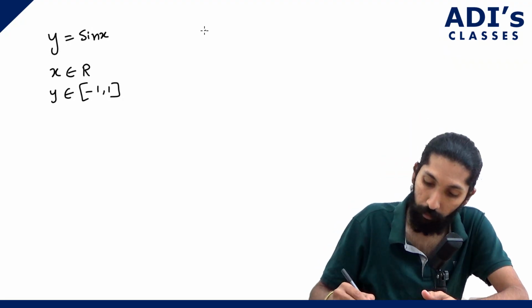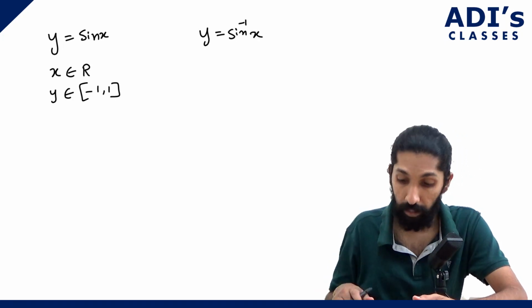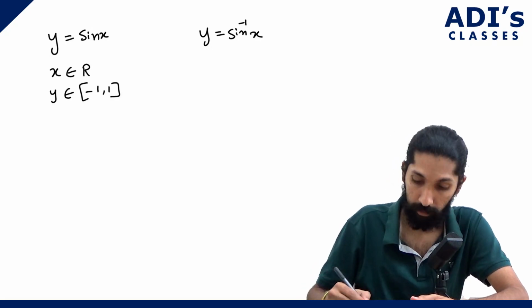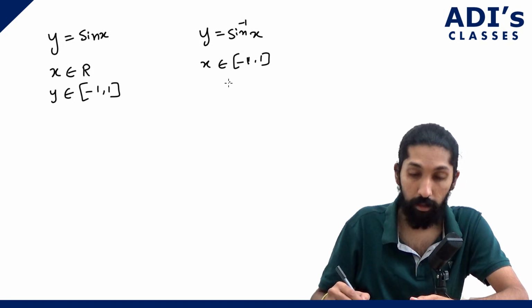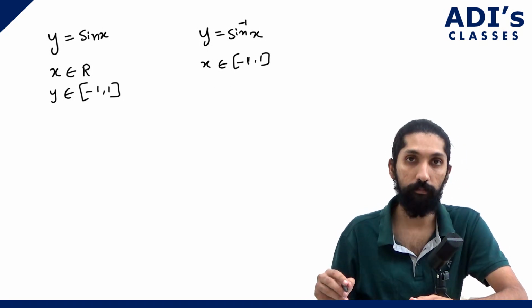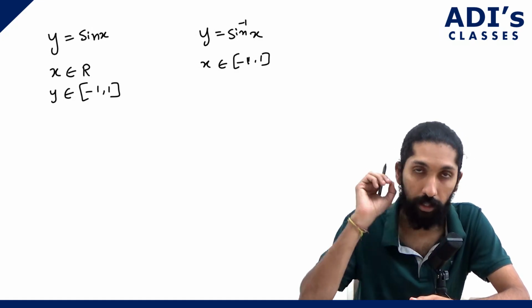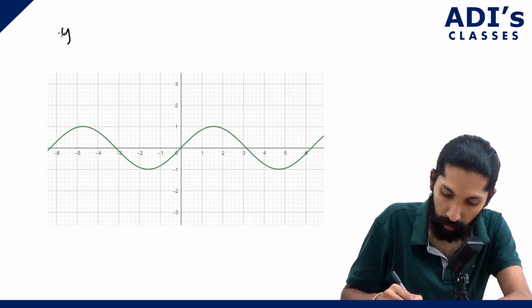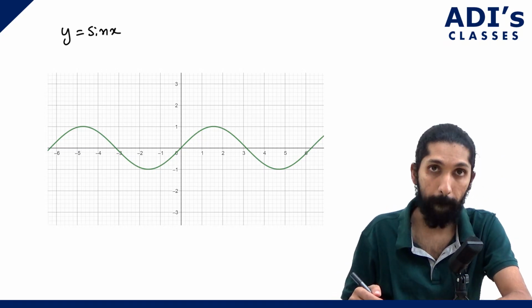Whereas, if you take y is equal to sine inverse x, then our domain is very easy to calculate. That is, x belongs to minus 1 to 1, whereas y does not belong to R, correct? Let's understand that using a very simple graph. Look at this particular graph. You have y is equal to sine x. This is basically the graph of sine x.